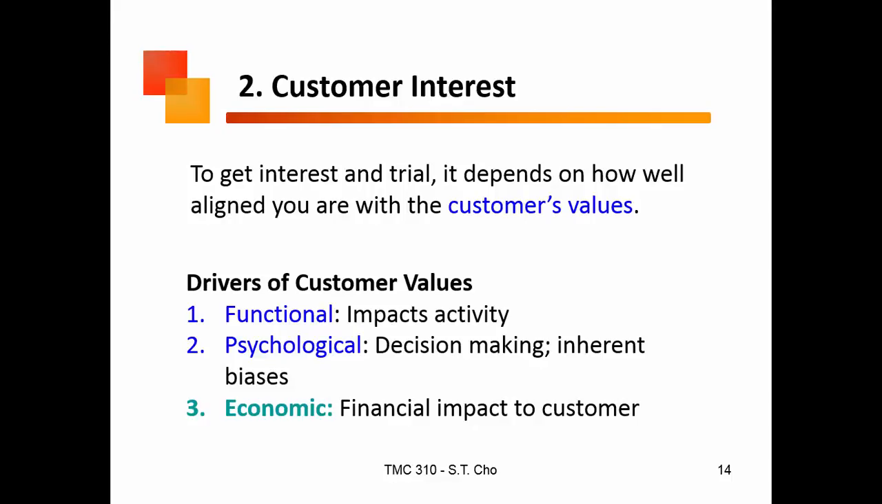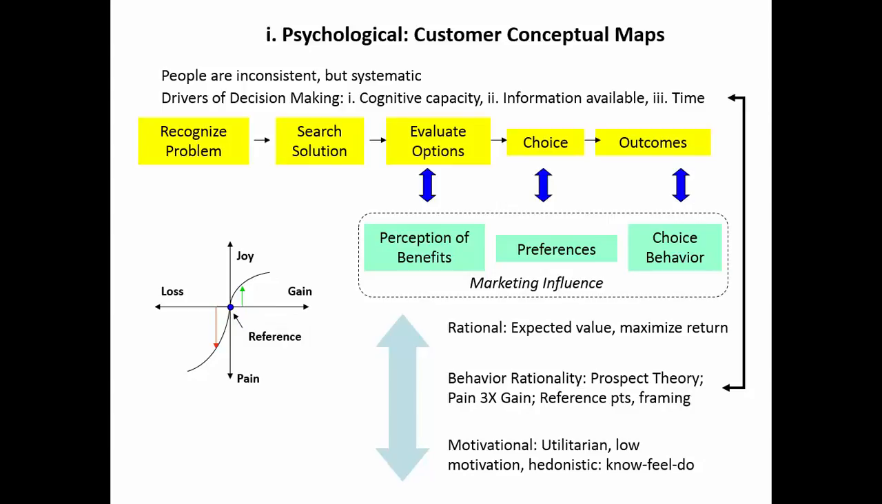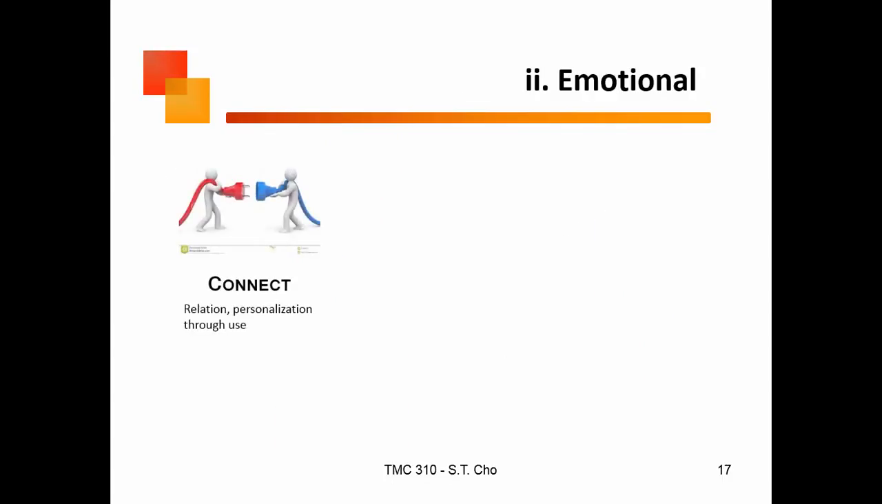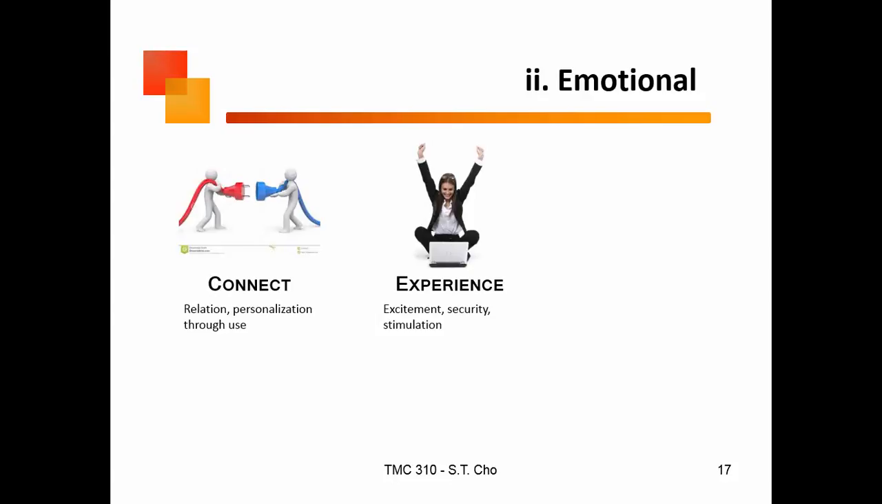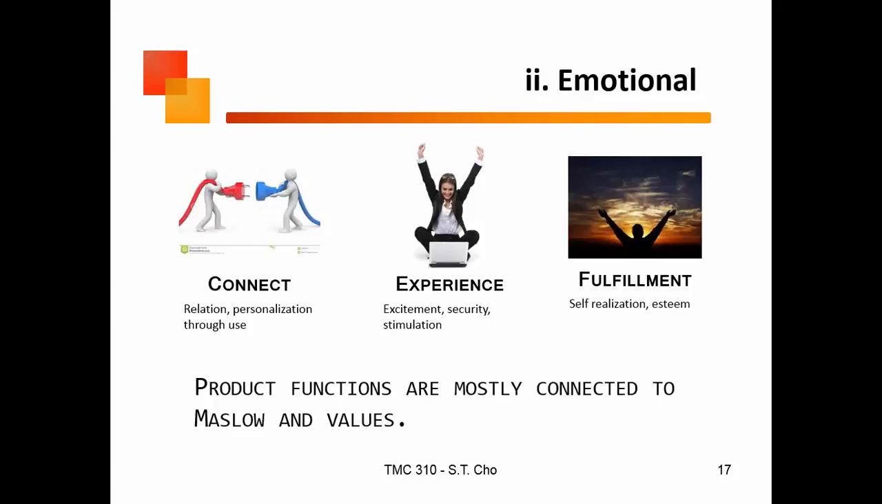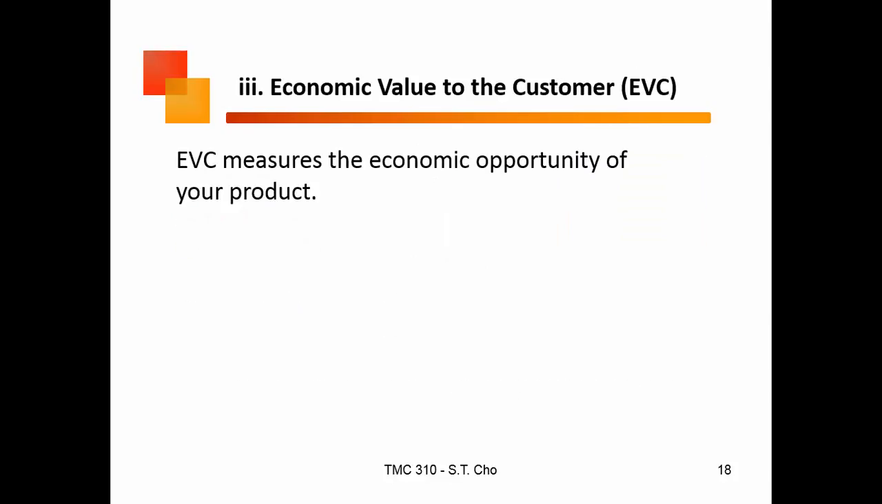In terms of interest, how do we line up with the customer's values? And this is a summary of basically the entire lecture 1.3. Everything we talked about is actually on this one page. We talked about the different value parameters that people are interested in, whether it's product, price, access, and emotion. How do we connect with people? The experience that they have. Do they feel fulfilled? Again, it touches on Maslow. And so the thing you see about product functions is it's mostly connected to Maslow and values.